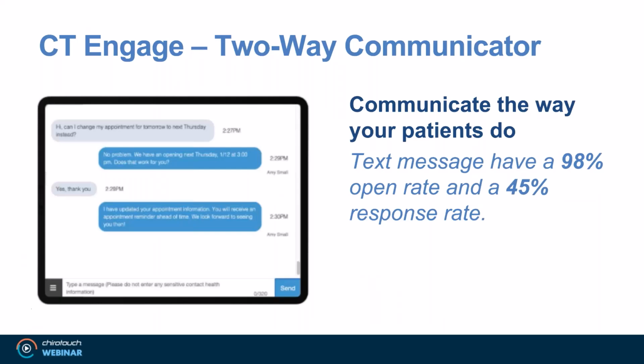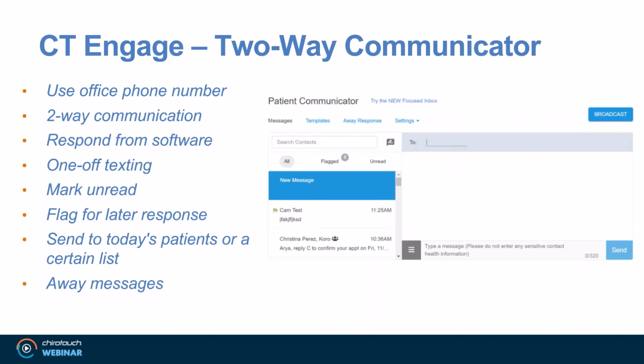The third part of Engage is the two-way communicator. You can communicate with your patients. Text messages have a 98% open rate and a 45% response rate. This is set up much similar to how your cell phone is. So when you look at it, all of our messages are contained right here.